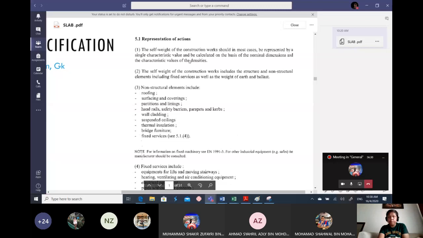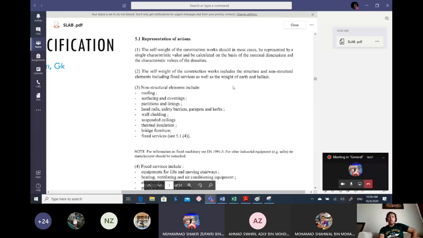Ni maksudnya self-weight lah. So, self-weight of the slab, self-weight of the column, self-weight of the beam dan sebagainya. Or brick wall dan sebagainya. The self-weight of the construction work includes the structural and non-structural elements including fixed services as well as the weight of the earth and ballast. So, maksudnya kalau dia reflect kepada macam contohnya kita buat bangunan yang tepi bukit ataupun retaining wall dan sebagainya, termasuklah weight of earth ni.